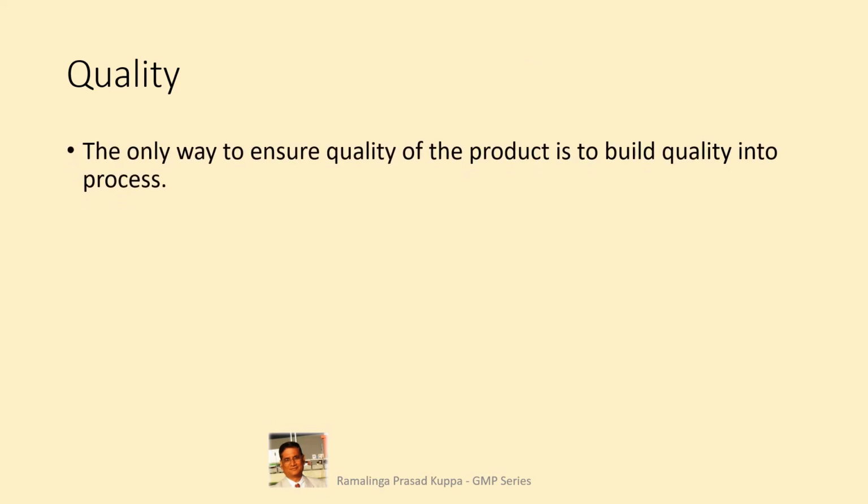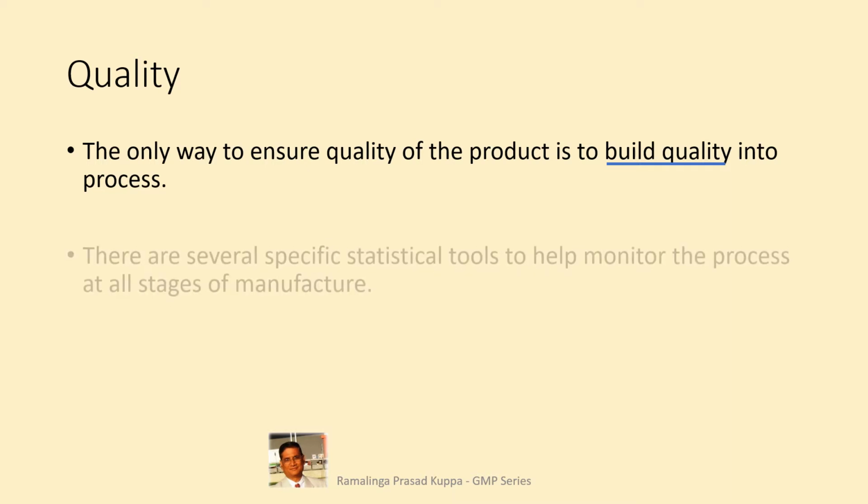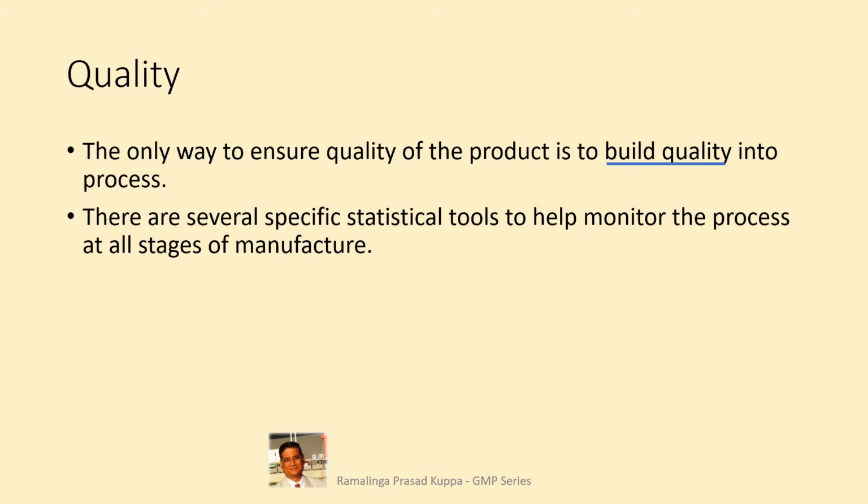The only way to ensure quality of the product is to build quality into the process. Quality is built in the process. Monitoring or testing is only a confirmation whether or not the process yields correct output. There are several specific statistical tools to help monitor the process at all stages of manufacture.